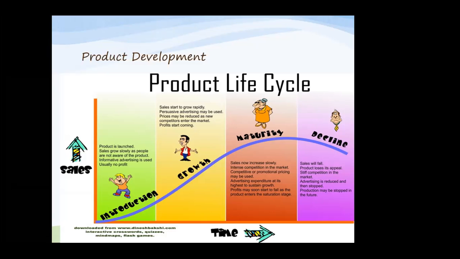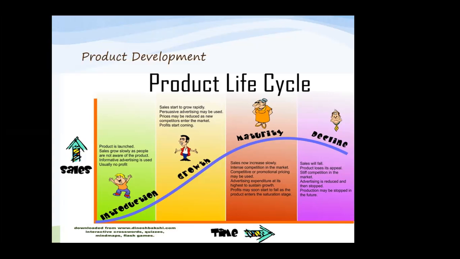And further down, we have the maturity stage, right? Where sales now increase slowly, and you tend to also decrease. All right. So at this stage, advertising is very expensive, and it's very expensive to sustain the business. All right, because the market starts to become saturated.